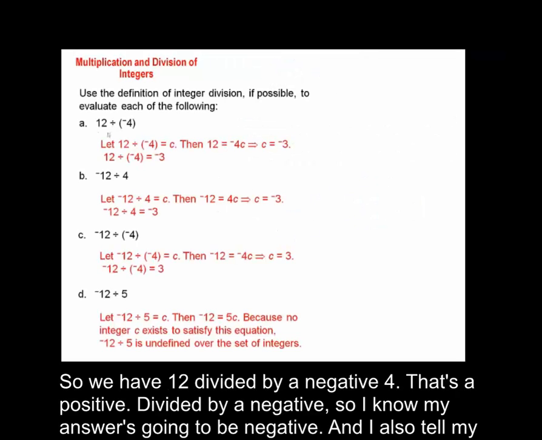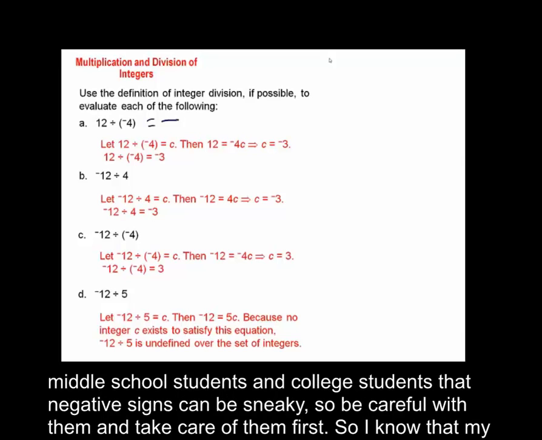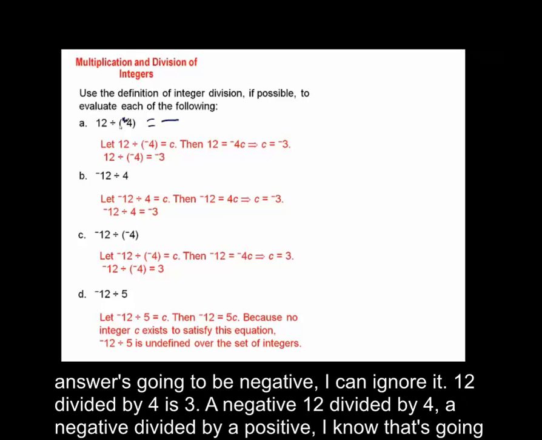So we have 12 divided by a negative 4. That's a positive divided by a negative, so I know my answer is going to be negative. And I also tell my middle school students and college students that negative signs can be sneaky, so be careful with them and take care of them first. So then now that I know that my answer is going to be negative, I can ignore it. 12 divided by 4 is 3.